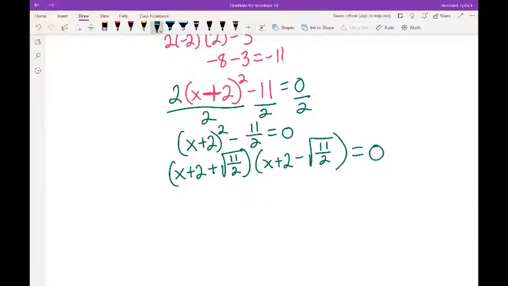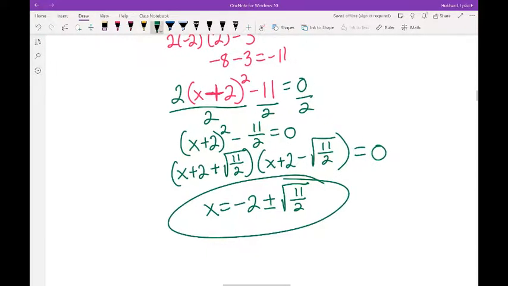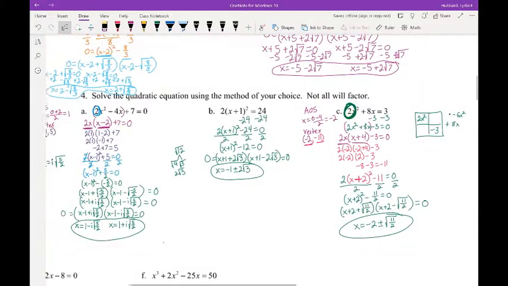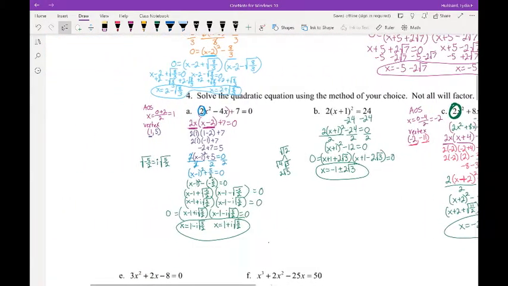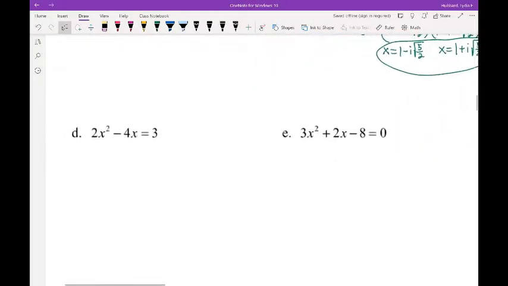We set each of these factors equal to 0 and we solve. So we'll get x equals -2 plus or minus radical 11 over 2. And so that will be our answer. Please make sure you're solving those correctly, going from the factors to the solutions. I know I did some examples of that earlier, but it's just a little tedious to write it every single time. So just make sure you know how to do that. Okay, moving on to the next one.